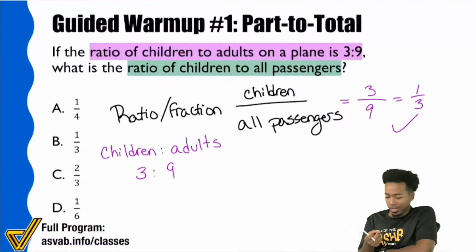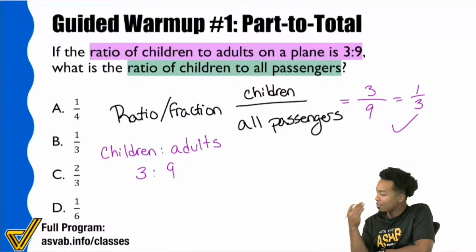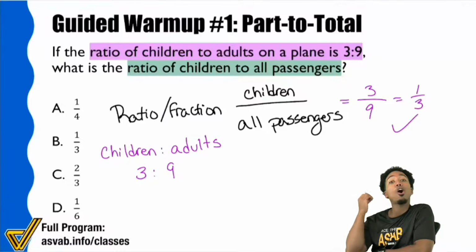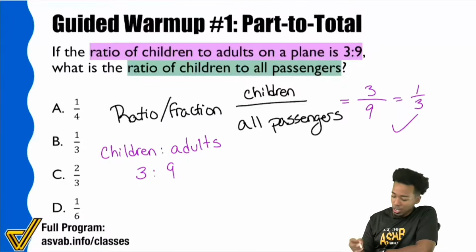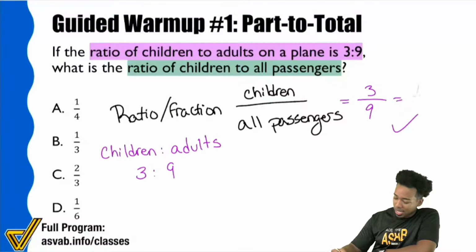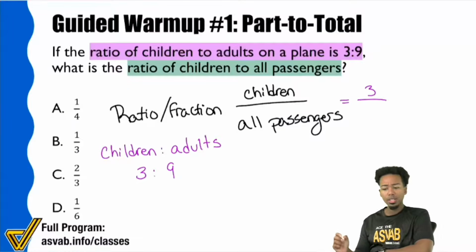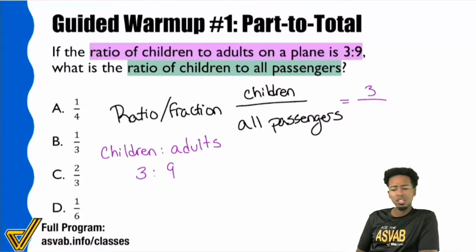Exactly. It's a very simple answer. They asked for children to all passengers, not children to adults. So with that, we can confidently say that this is not correct. But could I leave the 3 there? Is the 3 okay there?